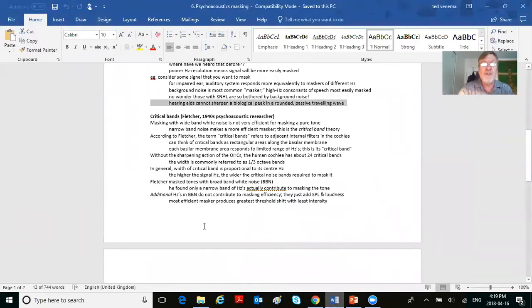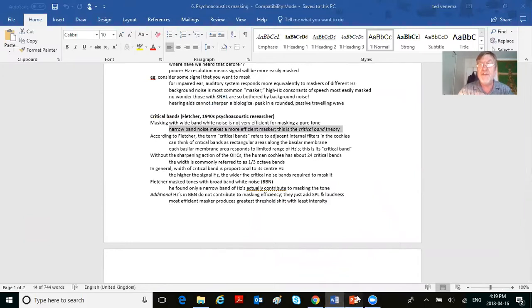Critical bands, Fletcher, 1940s, a psychoacoustic researcher. Masking with a wide band white noise is not very efficient for masking a pure tone. Narrow band noise makes a more efficient masker. This is the critical band theory.